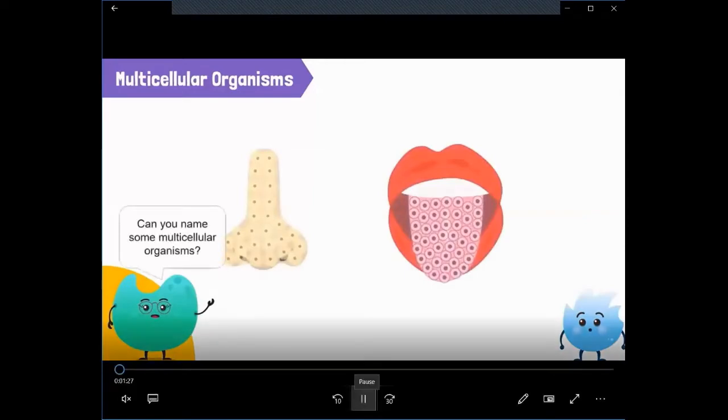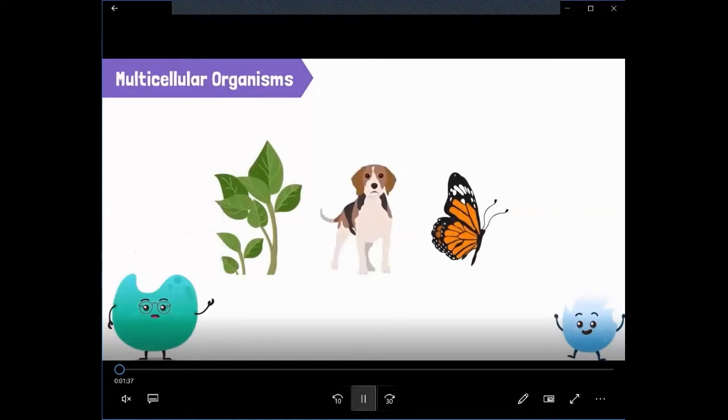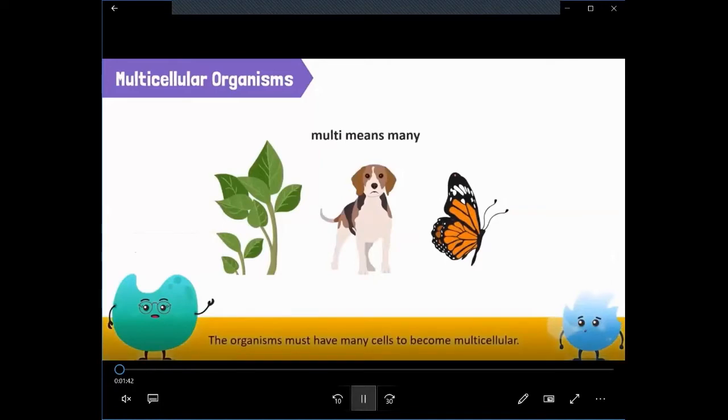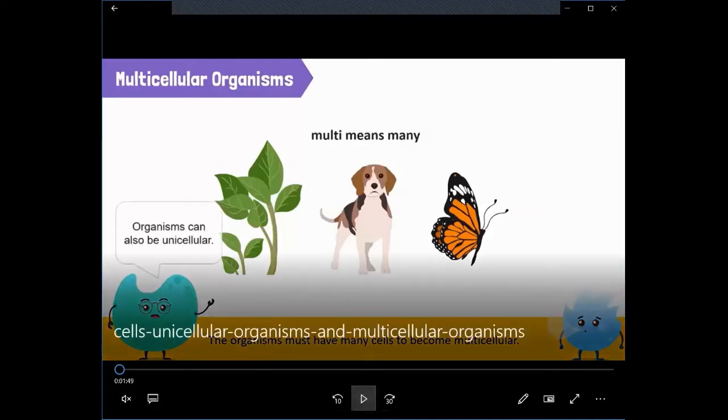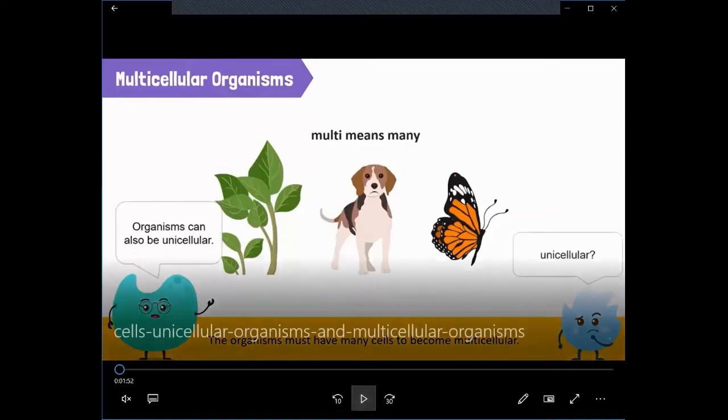Can you name some multicellular organism? Plants, dogs, butterfly. Correct. Very good. Multi means many. The organisms must have many cells to become multicellular. But some organisms can also be unicellular. Unicellular? What are unicellular organisms?